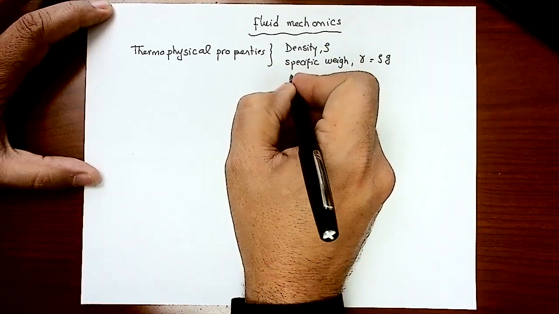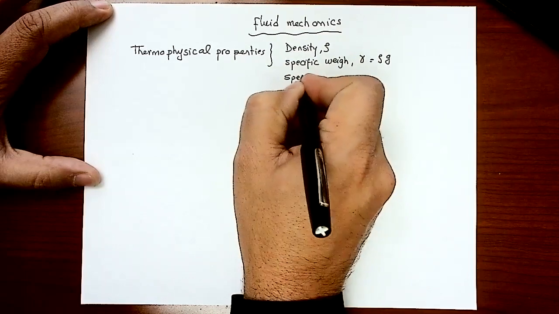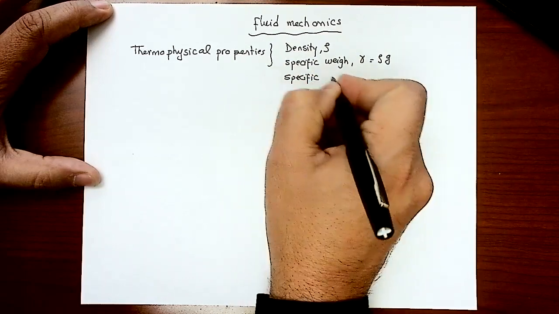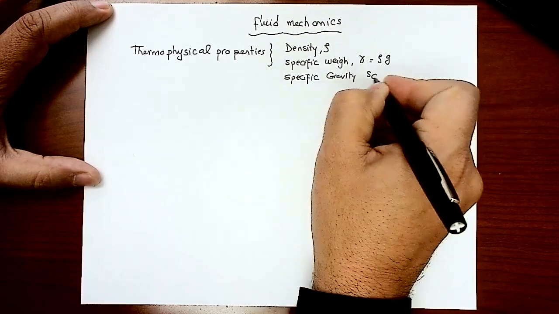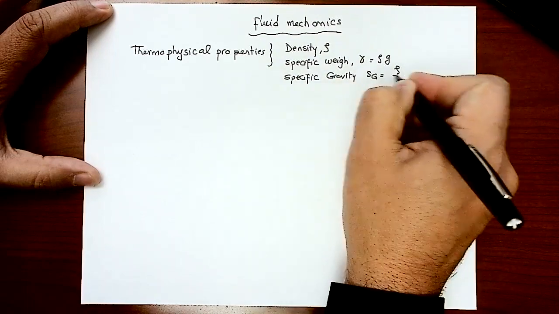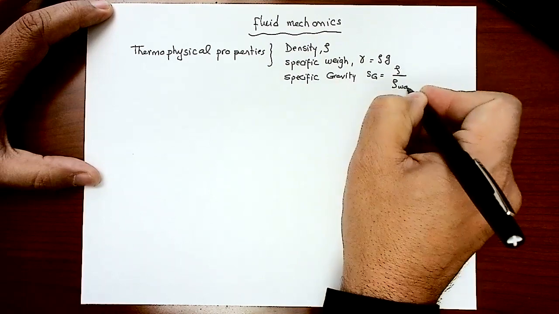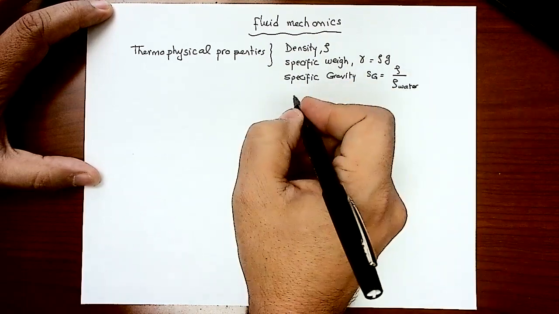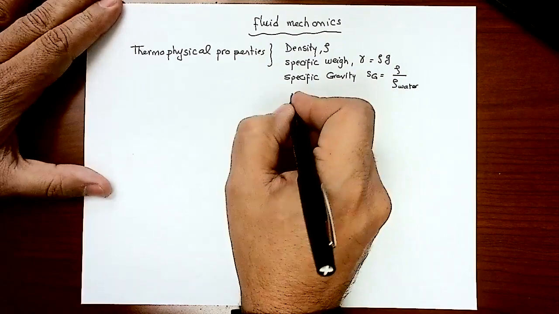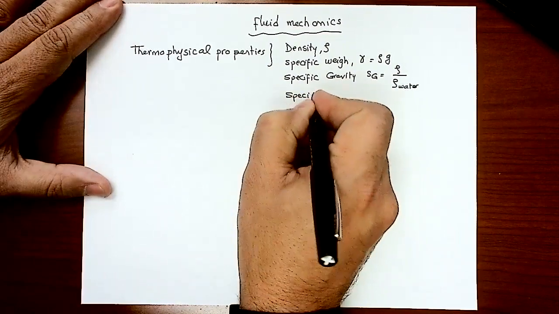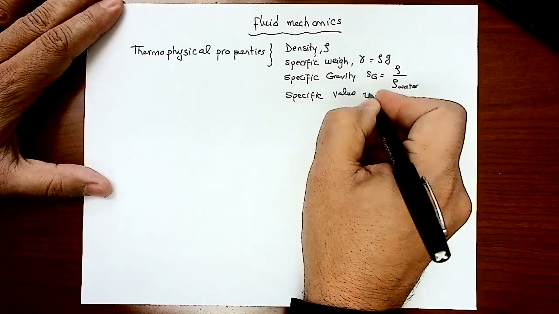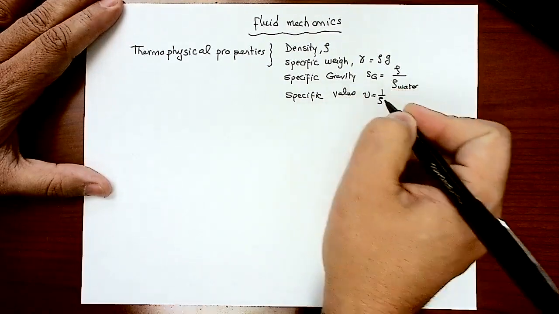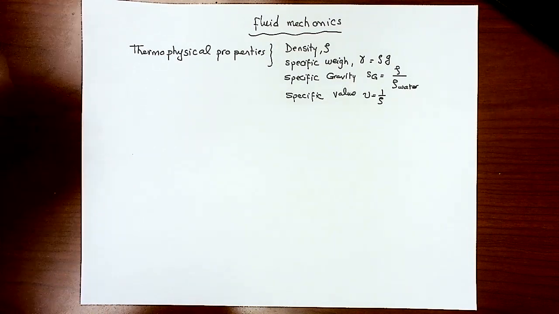We covered the specific gravity, which is Sg, the ratio of the density of the fluid to the density of water at 4 degrees. Then we also covered the specific volume, which is v small, the inverse of the fluid density, right?